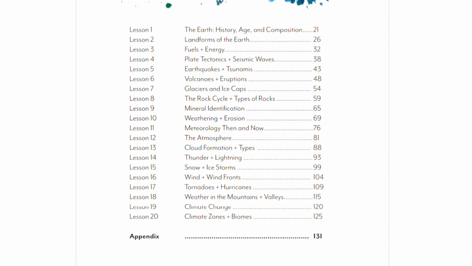Lesson 5 is earthquakes and tsunamis. Lesson 6 is volcanoes and eruptions. Lesson 7 is glaciers and ice caps. And lesson 8 is the rock cycle and types of rocks. You can see that this has 20 lessons, which would be 20 days, but the way we do it, it stretches out even longer than that. So you can go in depth as much as you want or not.